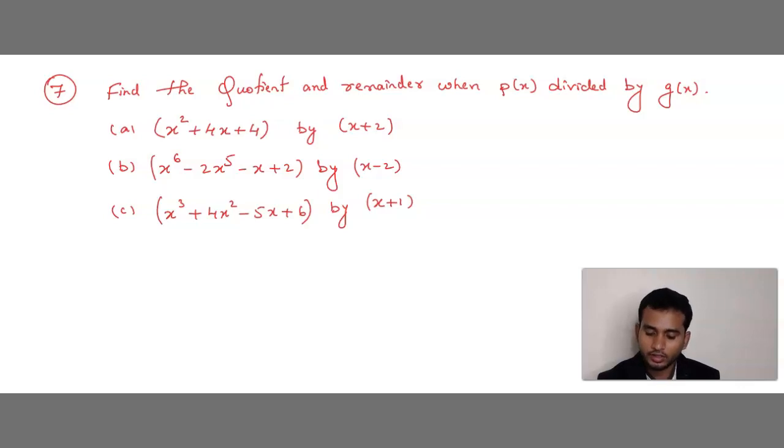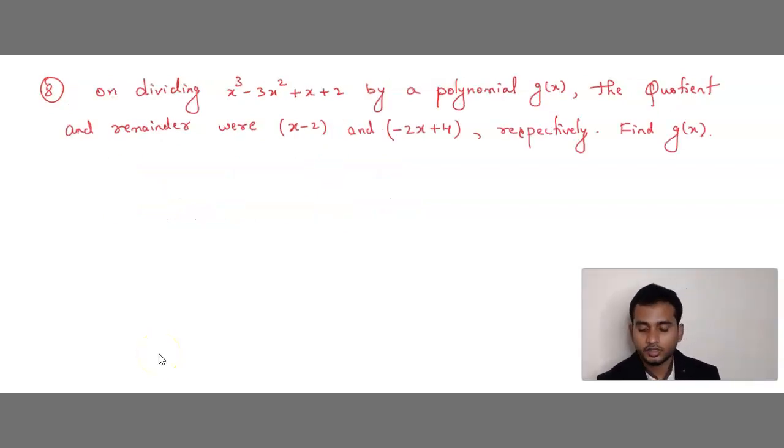Yes children, so you can see here question number 7. Find the quotient and remainder when p of x is divided by g of x. That is option A, option B, option C. x square plus 4x plus 4 by x plus 2. x cube plus 4x square minus 5x plus 6 by x plus 1. So you can try with these problems and find the quotient and remainder. Copy down these problems, solve it. See students, next question number 8.